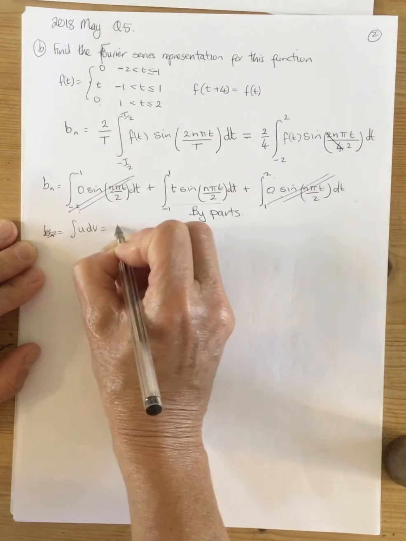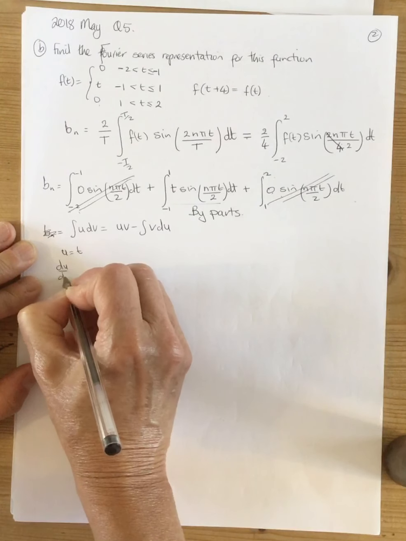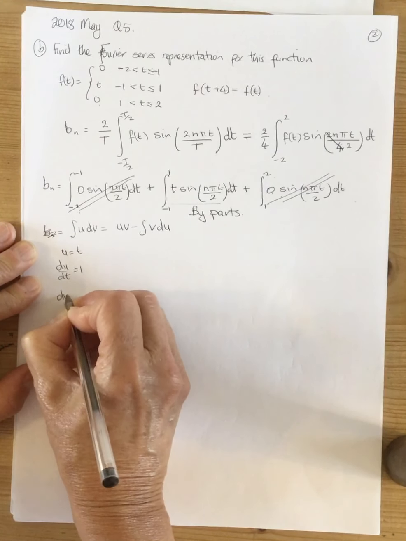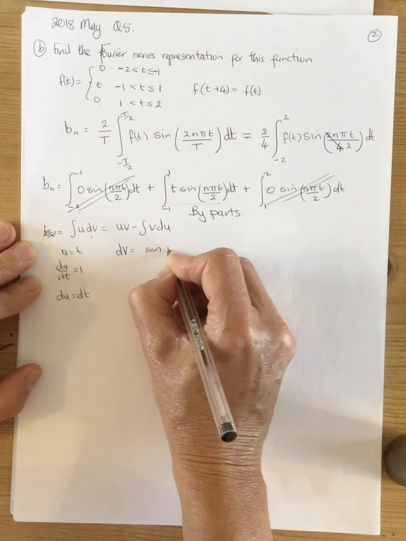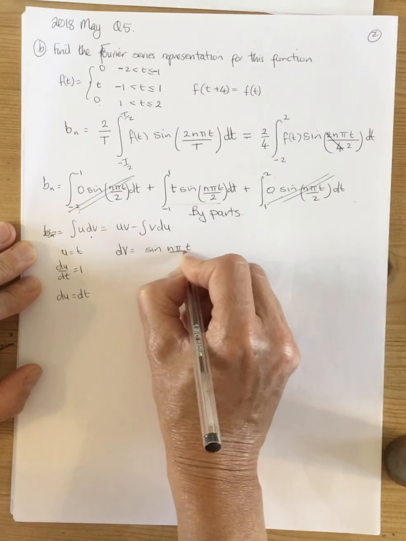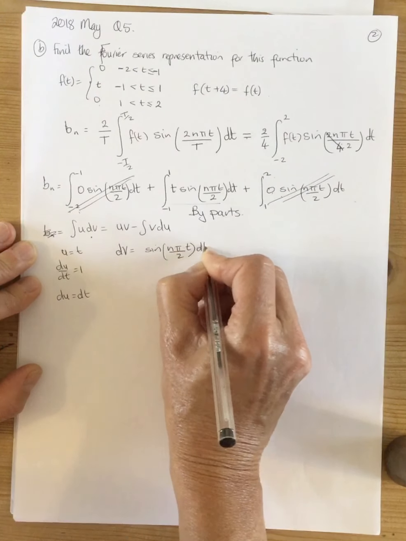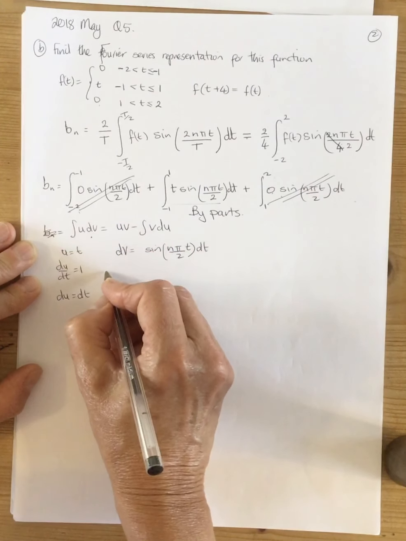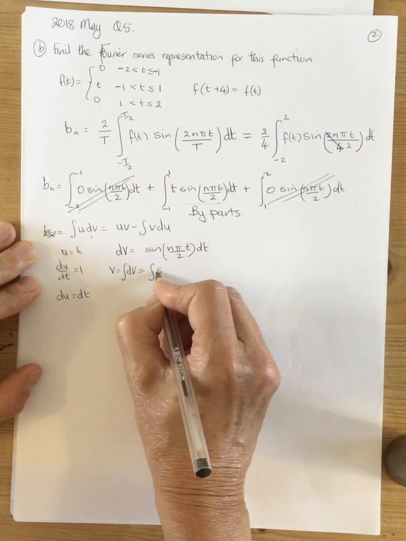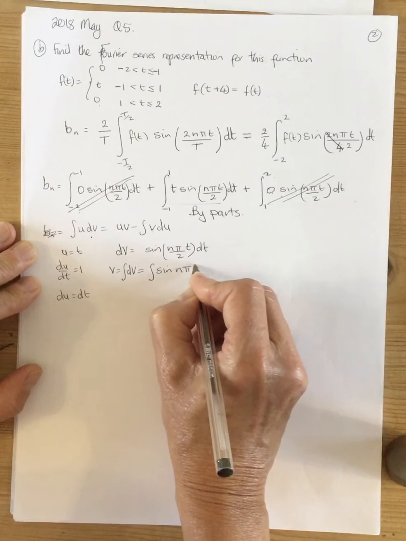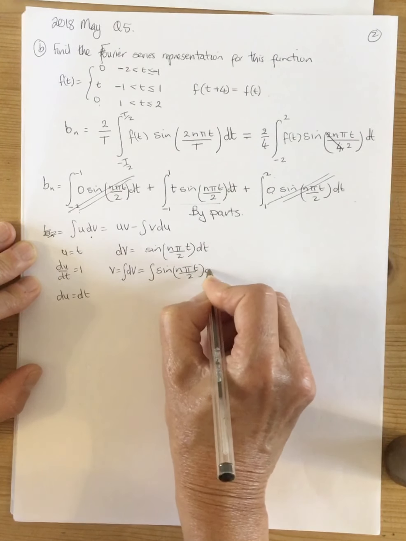So I can say let u equal t, then du dt equals 1, which means du is equal to dt. So the next part, the dv, means that dv is going to equal sine n pi t over 2 dt. But from the formula we need v, so v is the integral of dv, which is going to be the integral of sine n pi t over 2 dt.